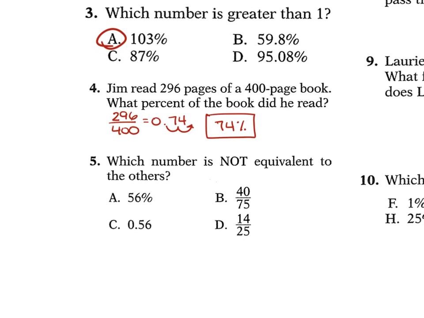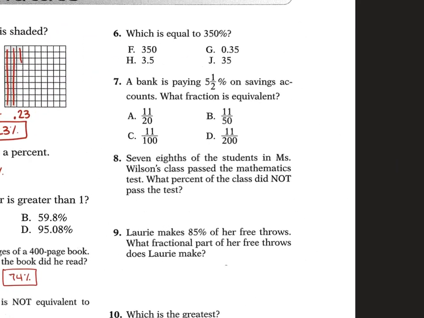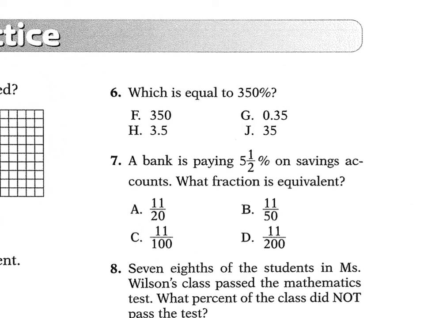5 says, which number is not equivalent to the others? A is 56%, B is 14 over 25, which is 0.53 repeating. C is 0.56, well that's the same as A, so B would have to be our answer. If we did 14 divided by 25, or multiply these both by 4, we would get 56 over 100, which is the same as the rest. For 6, it says, which is equal to 350%? That would be H.